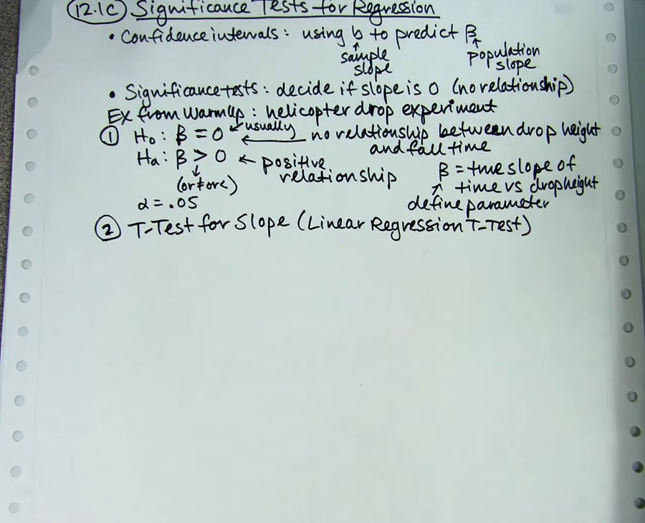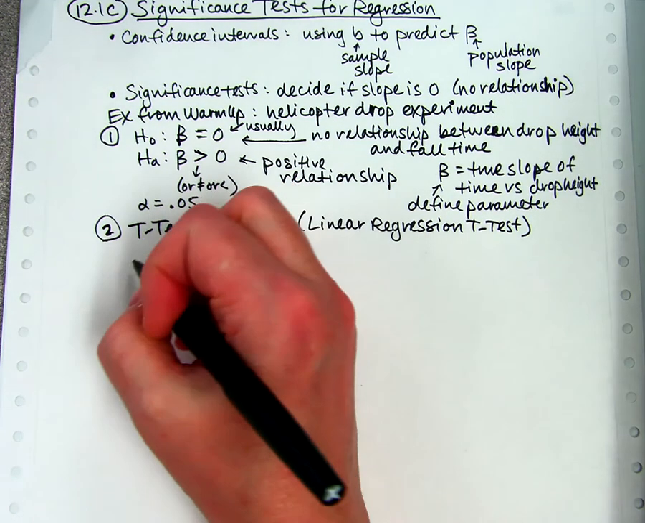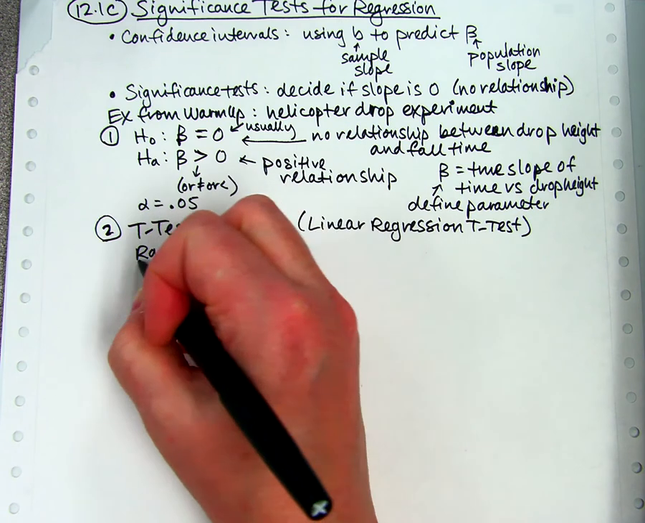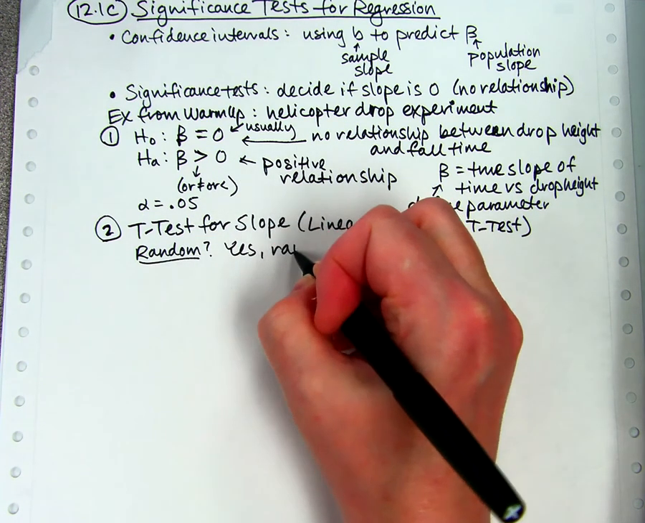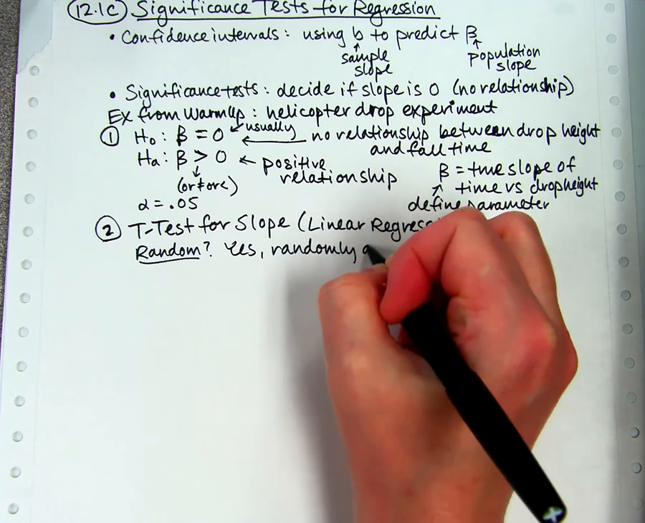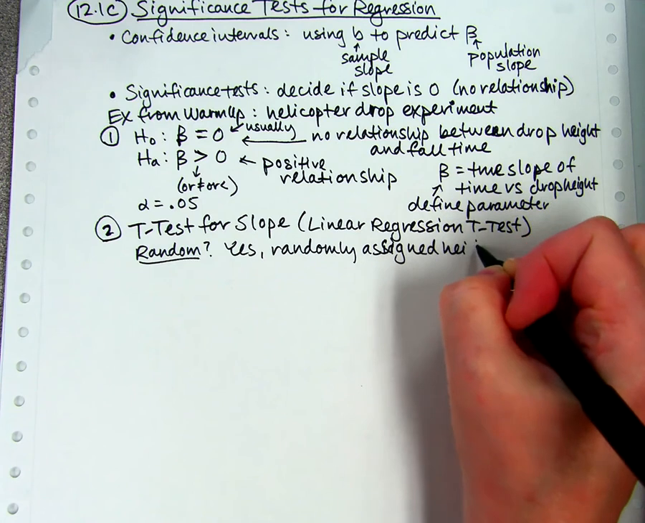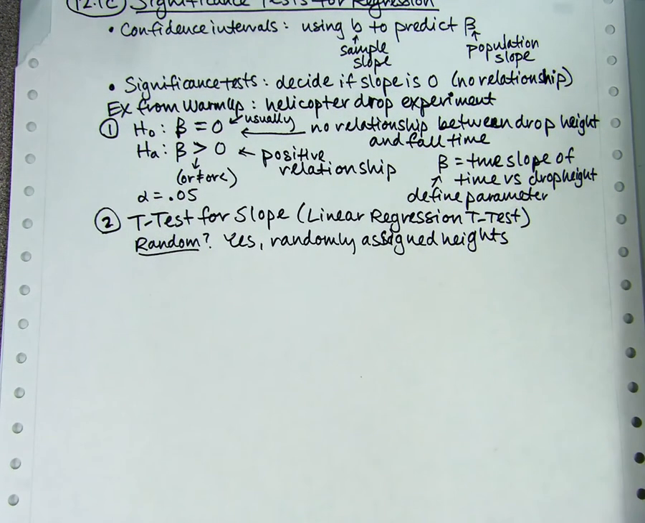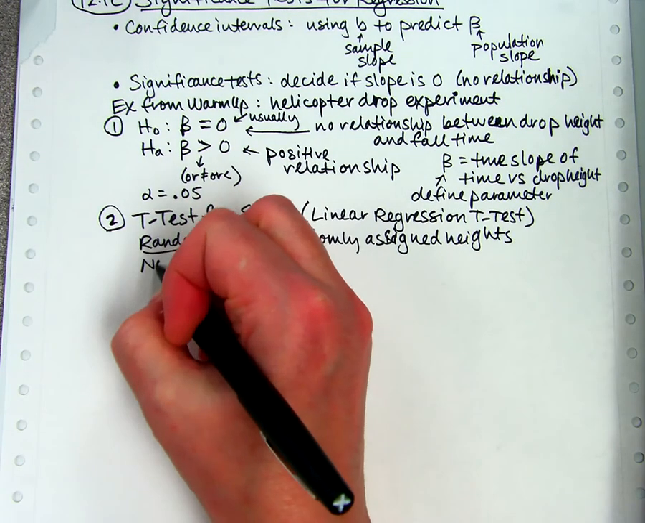And then remember, we have the 5 separate conditions, and we reviewed those in the warm-up, but I feel like I should write them again just to be sure. So random, yes, we randomly assigned the heights of each drop. I'm going to go in the order that I prefer, which actually any order is fine as long as you get all 5 of them, but I prefer to start with the 3 familiar ones, which is random, normal, independent.